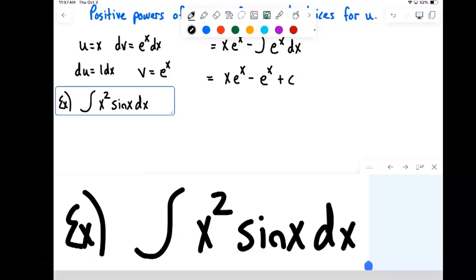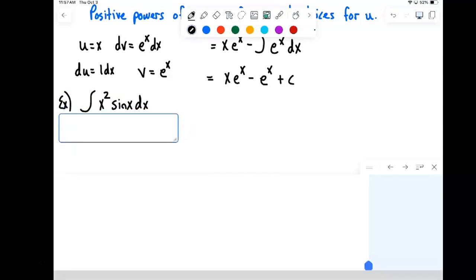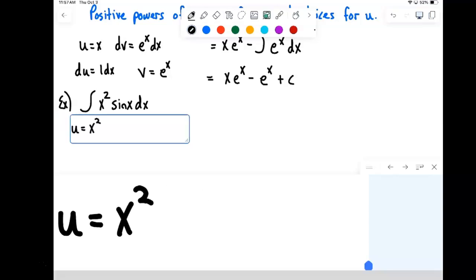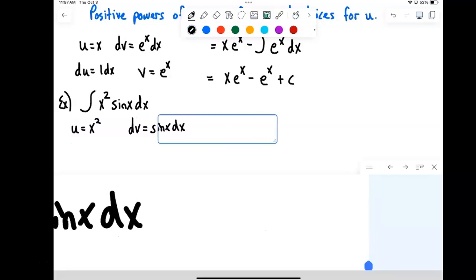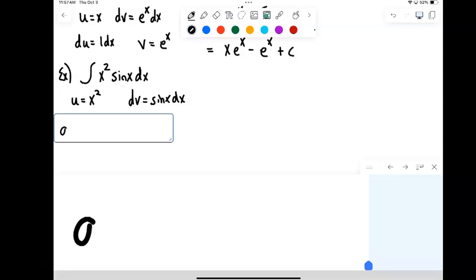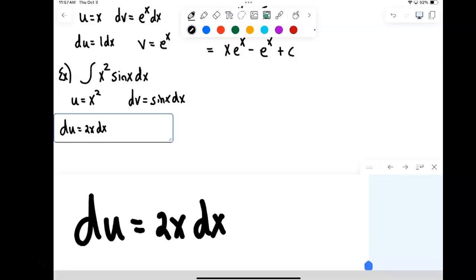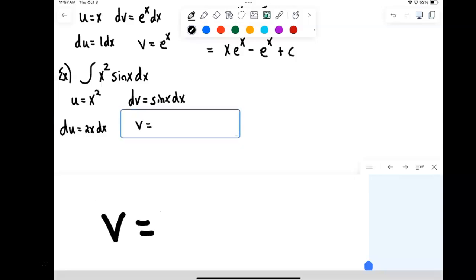Okay, so in our next example here, we have the integral of x squared sine x. Following the idea from before, it's a good idea to let u, stuff you're going to differentiate, involve your powers of x. And then we let dv be the other stuff. Then we differentiate u and get du is 2x dx, and integrate: the integral of sine is negative cosine.